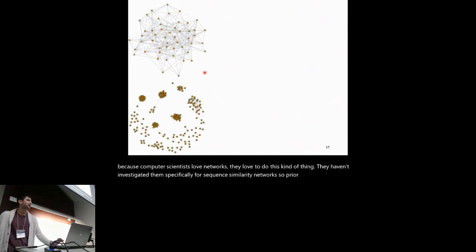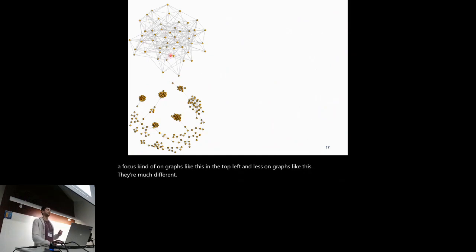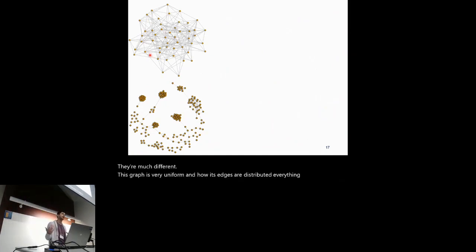So prior efforts to benchmark have focused on graphs like this in the top left and less on graphs like this. They're much different. This graph is very uniform in how its edges are distributed. Everything tends to be connected to everything.